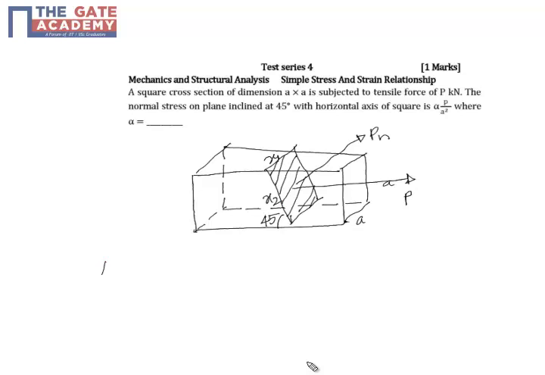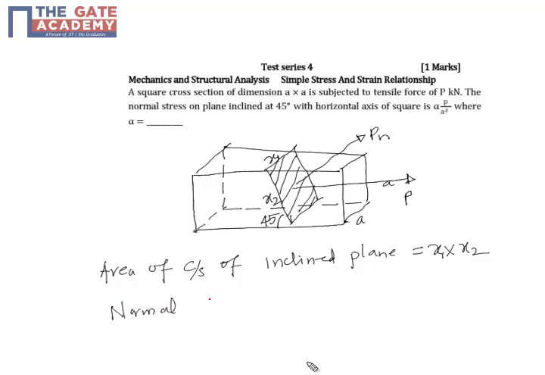From the given data, we have area of cross-section of inclined plane is equal to x1 multiplied by x2, and the given data is also normal stress on the inclined plane is given as sigma n is equal to alpha into P by A square.